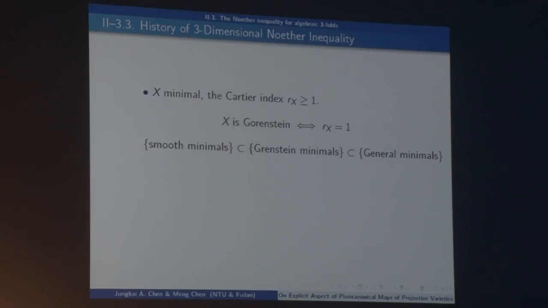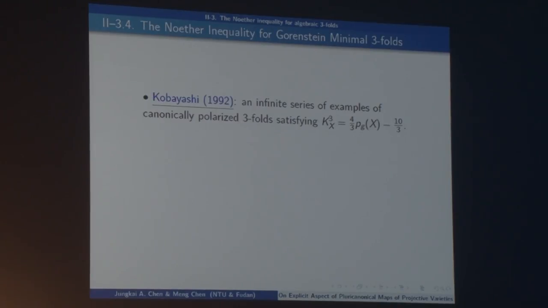From the history of studying the Noether inequality, we know that the set of Gorenstein minimal objects is contained in the arbitrary minimal ones. So it's natural to guess that we can hope to have such a Noether type inequality where A and B are both positive rational numbers. For the Gorenstein case, in 1992, it's Kobayashi who first constructed a series of examples satisfying this inequality.